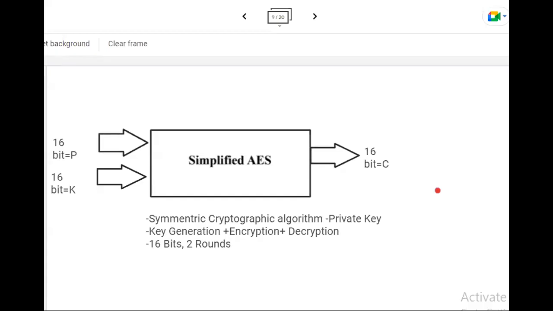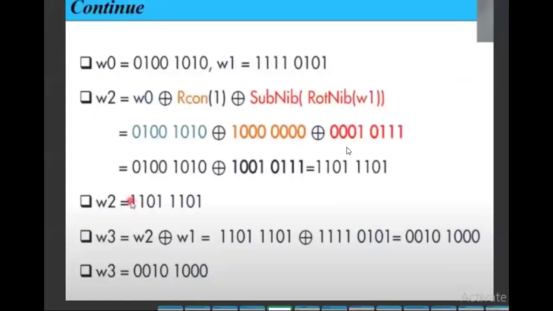So simplified AES is another important symmetric cryptographic algorithm, which is also called private key cryptography. Again, with any cryptographic algorithm, we have three parts. The first part is the key generation process. The second is the encryption, and the last one is the decryption. Simplified AES accepts 16 bits of plain text and a 16-bit key, and it gives 16 bits of ciphertext.